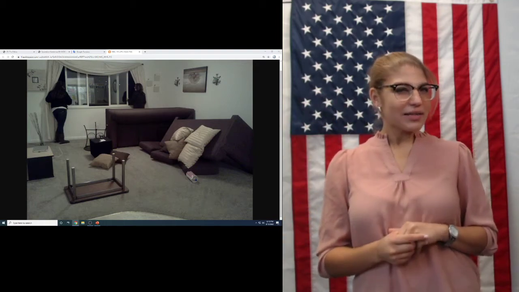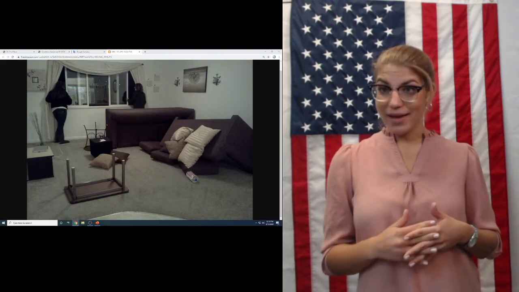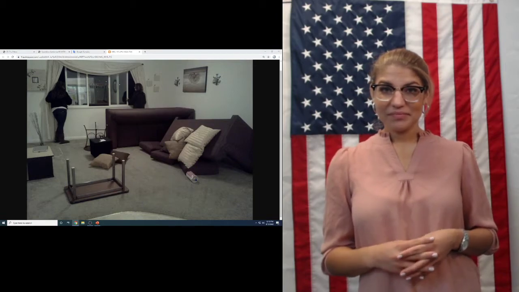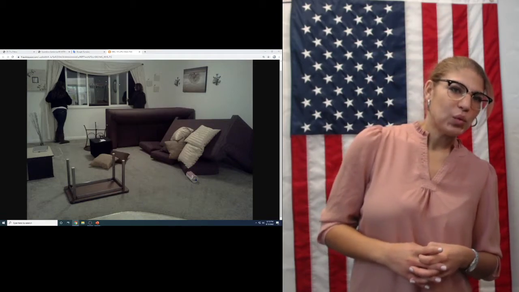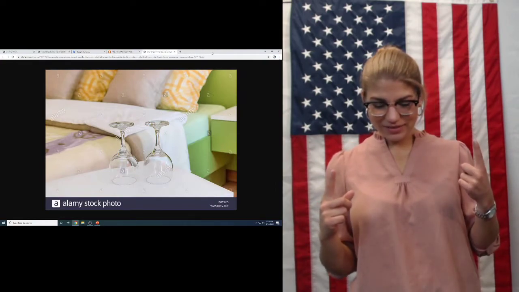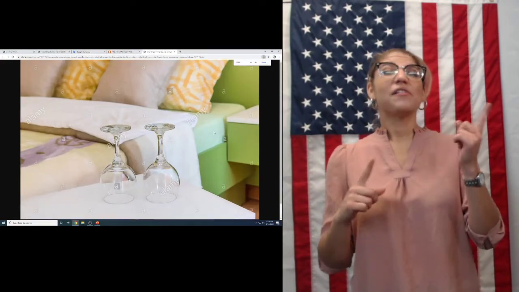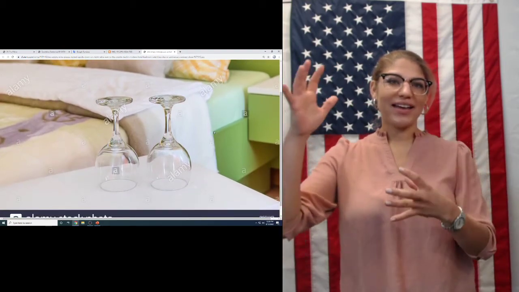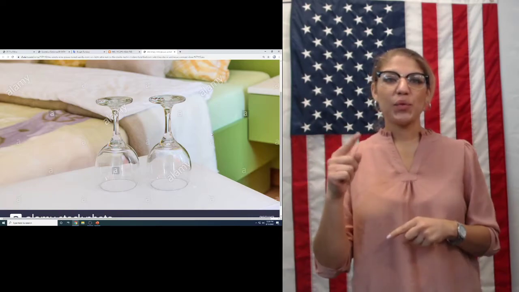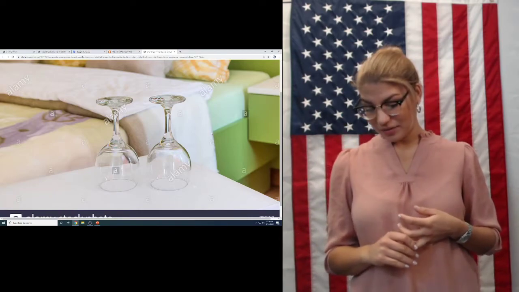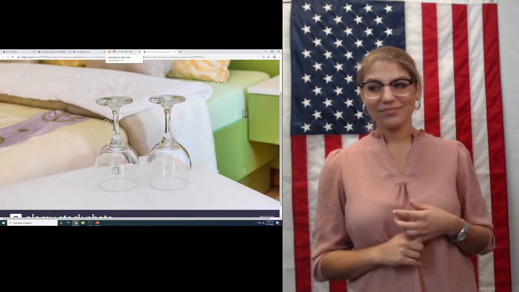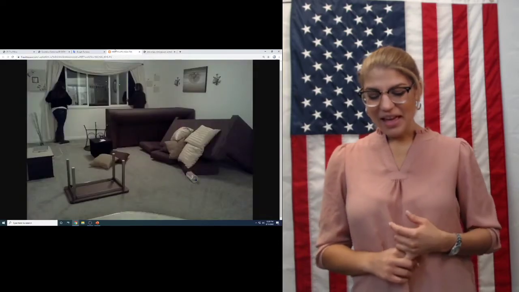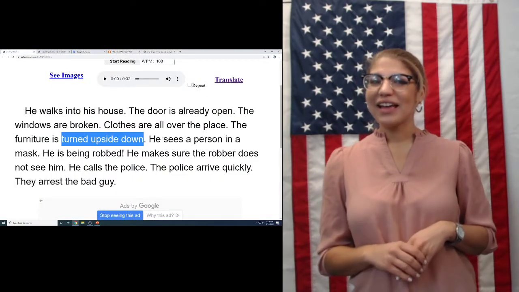Do we have another example of things that are upside down? Ooh, this is a good one. Here, the glasses are upside down. They are in reverse. They're upside down. That's a good one. I'll take it. Thank you. That was nice. That was real nice. Let's return to our reading.